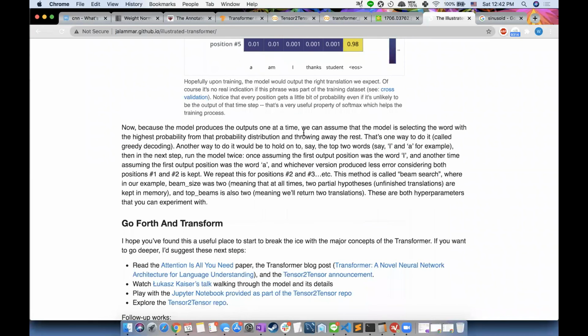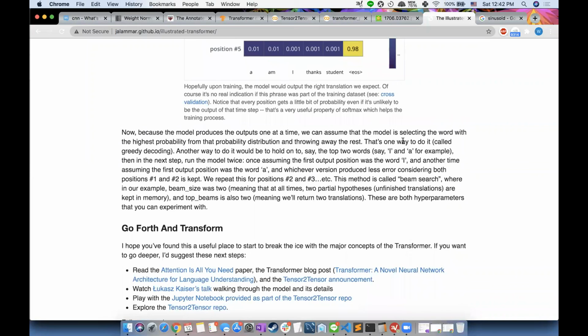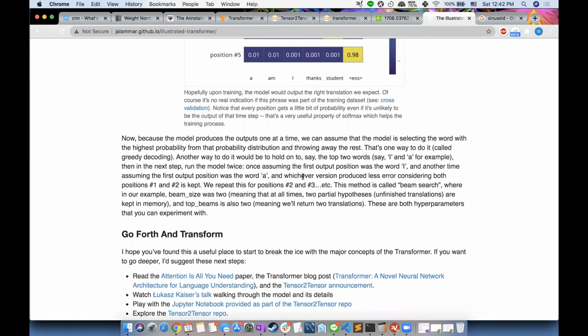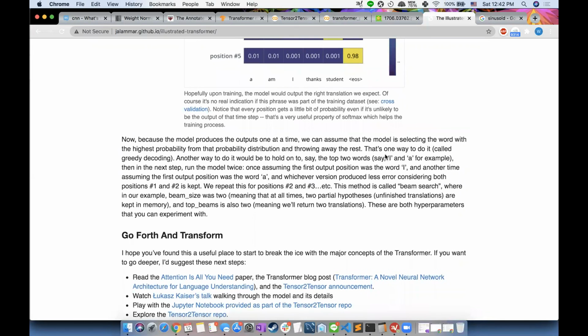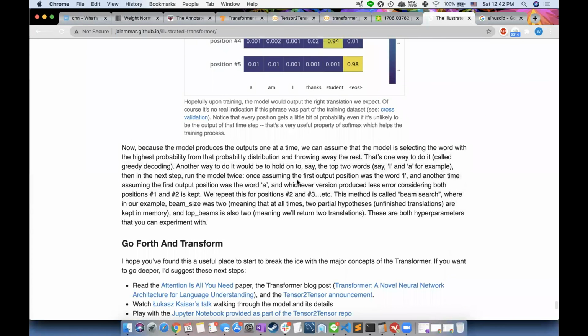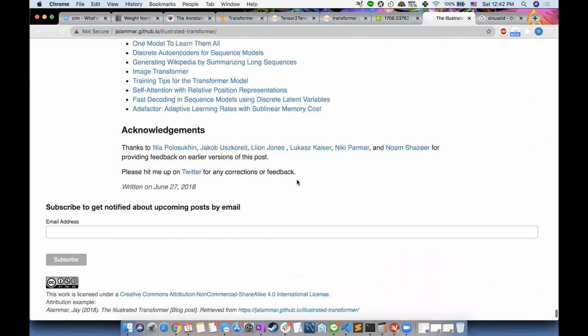Because the model produces outputs one at a time, we can assume that the model is selecting the word with the highest probability from that probability distribution, throwing away the rest. That's one way to do it. Another way would be to hold on to, say, the top 2 words. Then in the next step, run the model twice: once assuming the first output position was the word I, and another time assuming the other word. This is just a different way of handling the outputs. And that's it.